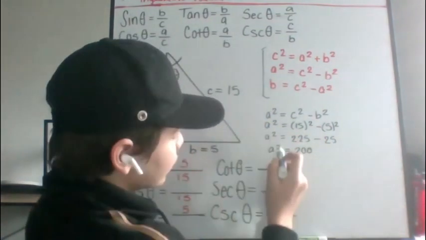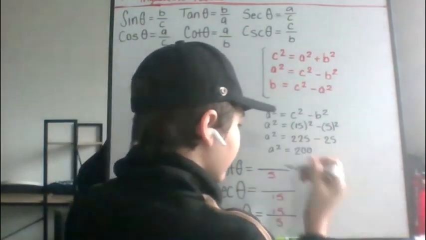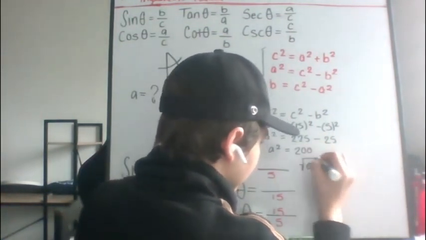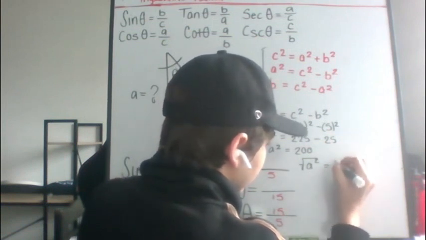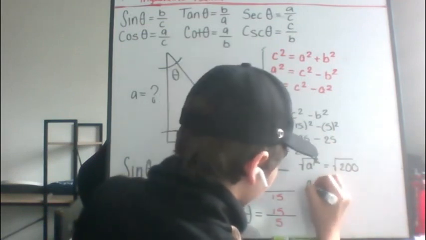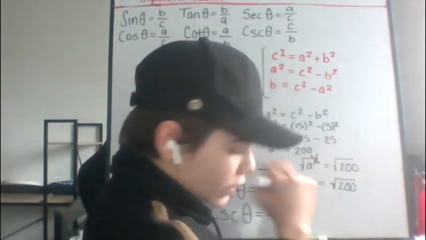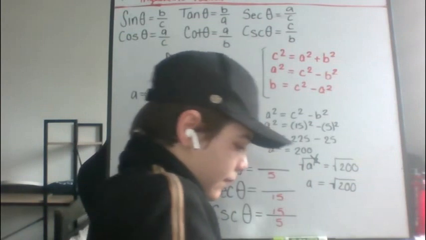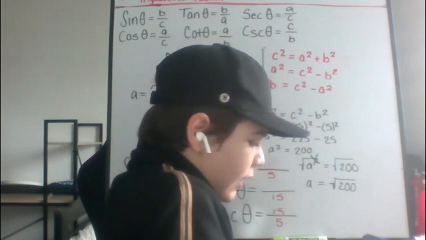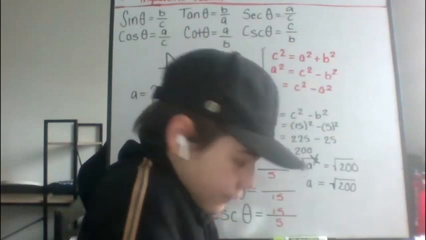But in this case, we have a squared equals 200, but we want to know what a is. So we will add a square root so that it cancels the square. So it cancels, and a is equal to the square root of 200. But we have to check if this gives us a whole number, because if that is the case, we can simplify it more. But in this case, it doesn't, it gives us decimals, so we just leave it like that.